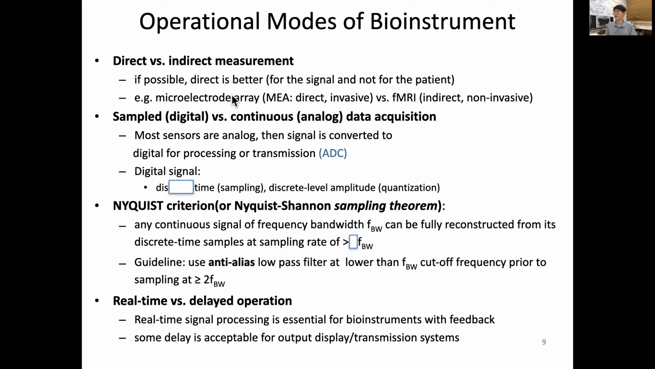For example, a microelectrode array, or MEA, can be measured in direct contact. And so that means it could be invasive. Maybe it gives a better signal, but it may be invasive.